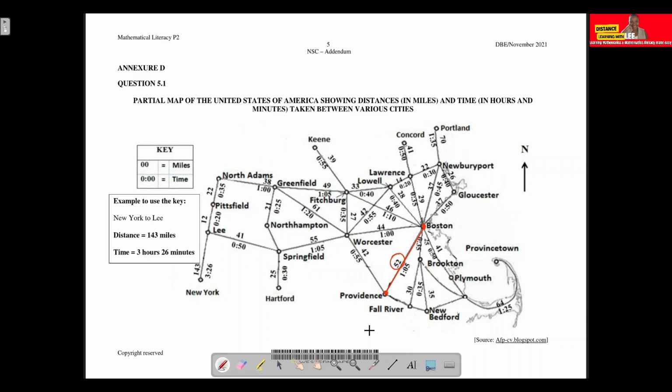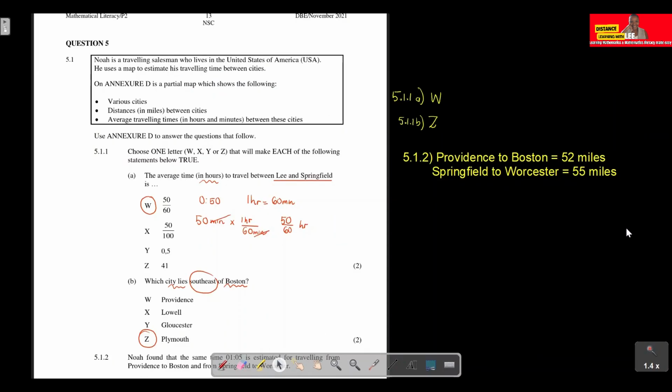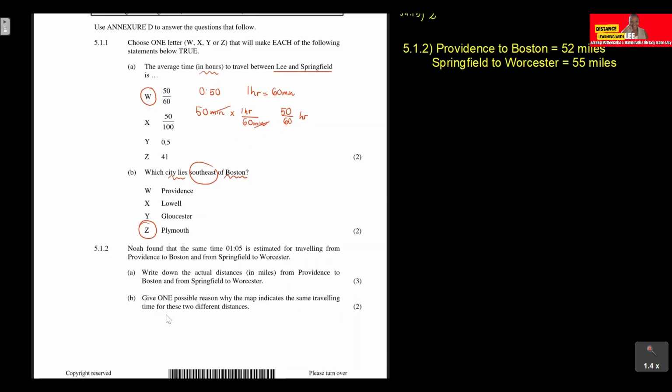Then we need to find the distance from Springfield to Worcester. That is Springfield, and the distance from Springfield to Worcester is 55 miles. So we're going to write that down: the distance from Boston to Providence is 52 miles, and the distance from Springfield to Worcester is 55 miles. Okay, let's continue.